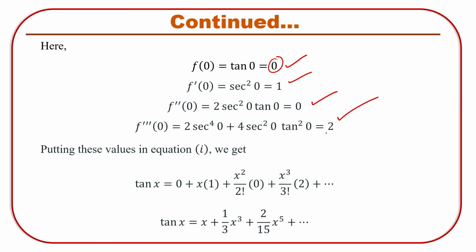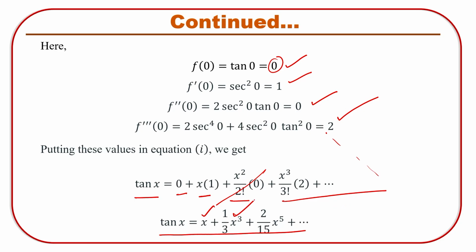So, now the derivative is going on, it is not going to stop here. f fourth of 0 can be calculated, f fifth of 0 can be calculated. Putting all these values in equation 1, we get tan of x equal to 0 plus x into 1, plus x squared by factorial 2 into 0 and so on. So, this is going to be 0, and then tan of x can be written in a much simpler form as x plus x cubed by 3 plus 2 into x to the power 5 by 15 and so on.